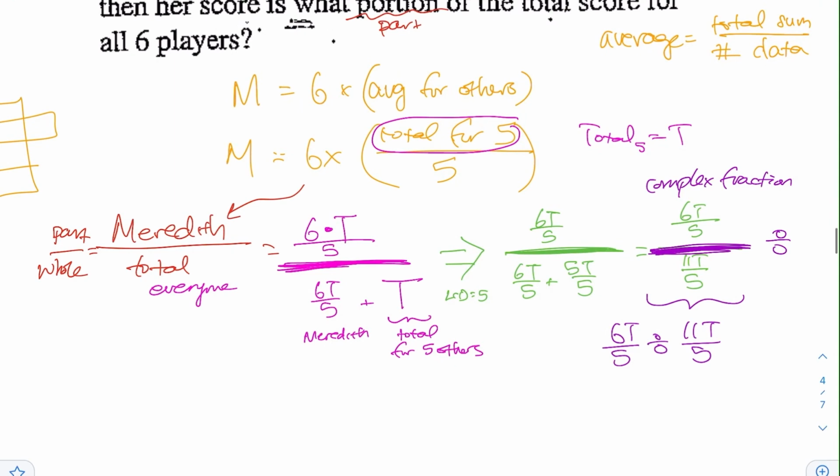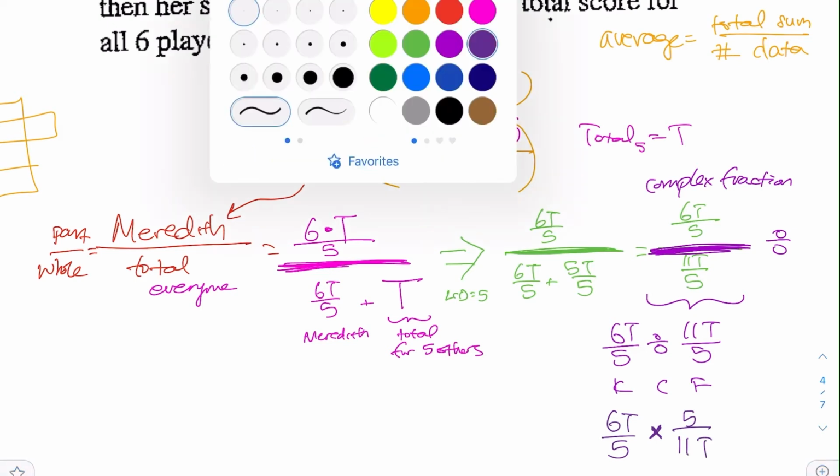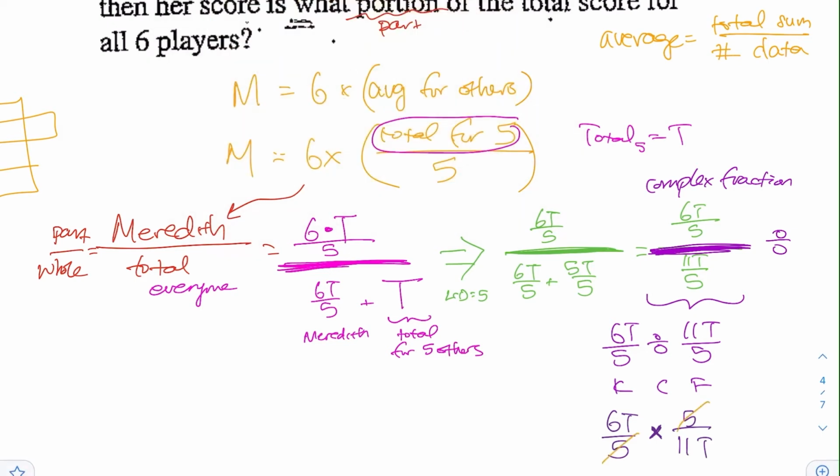And when you divide fractions, you gotta keep change flip, or KCF. So once you keep change flip, you get 6T over 5, which you keep. You change the divide into multiply, and then you do the reciprocal, or you flip the second fraction into 5 over 11T. And from here, you can actually see that the 5 cancels out with 5 in the numerator. The variable T, the total of the 5 people, that's just a constant, that also cancels out. And you end up with 6 over 11. And that's the final answer.